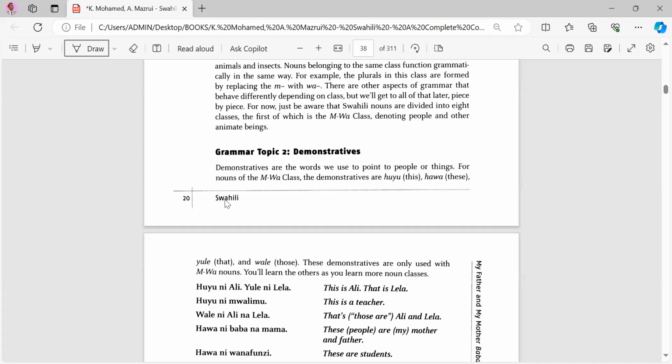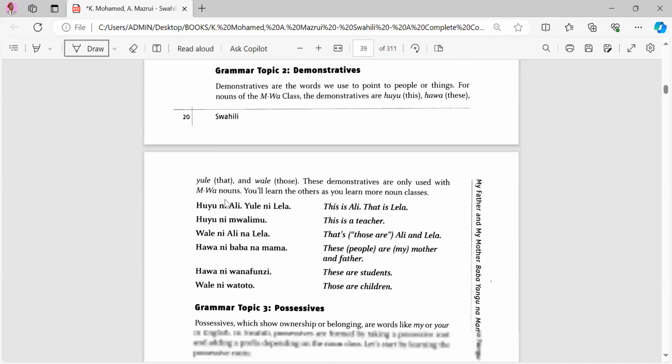Then we'll be having words like yule, which means that, or wale, those. And we've come across such wordings in our previous classes. So you see there's the word yule and there's the word wale. So yule means that person. If there are many people where they are, we will say wale. That means almost the plural of yule, wherever they are, we call them wale. So those are demonstrative words.